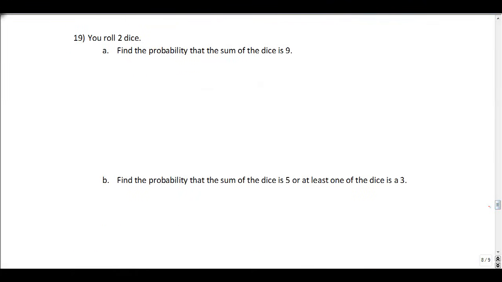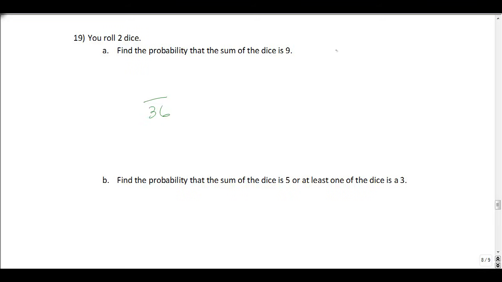Okay, now on to probability. So 19A. Find the probability the sum of dice is 9. We're rolling 2 dice. So what we get is there's 36 possible combinations here. And our numerator is going to be how many of them equal 9. So you could make a chart and count those.